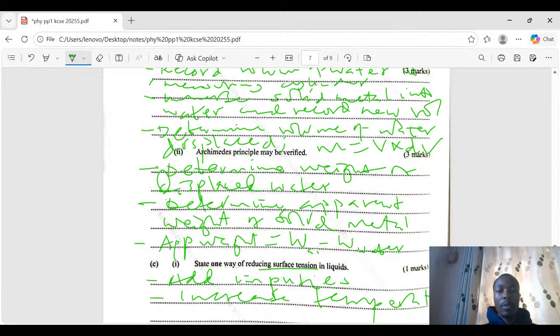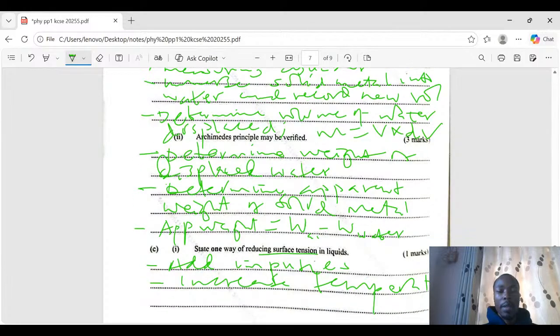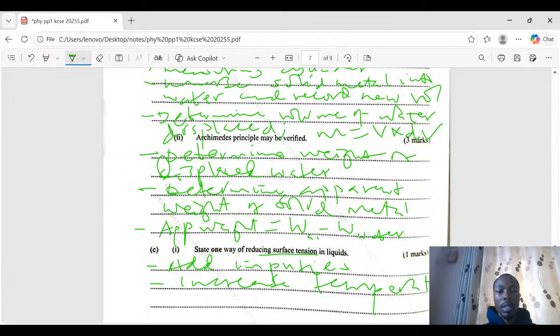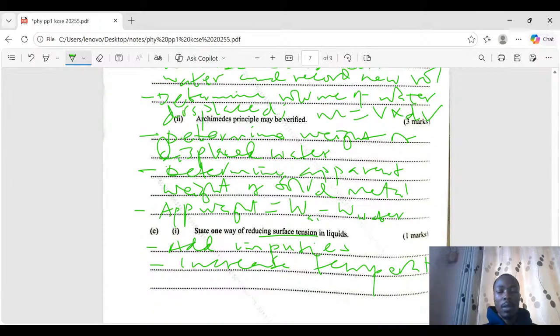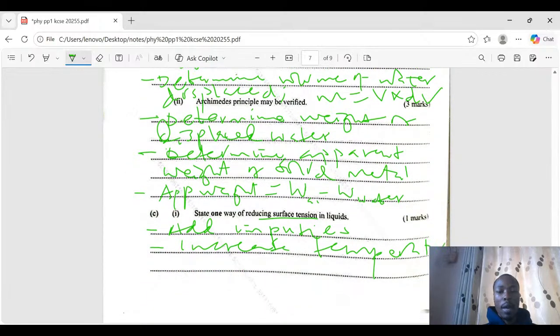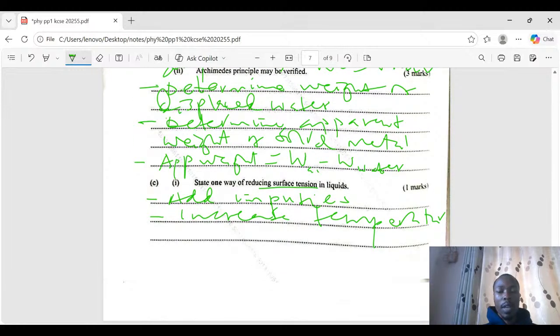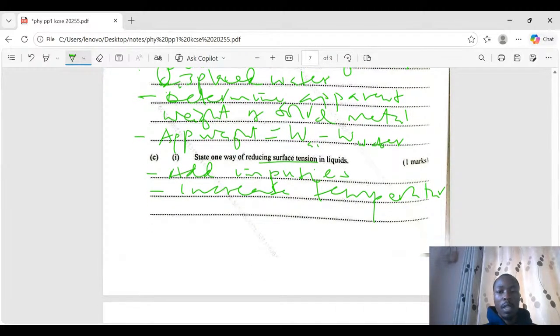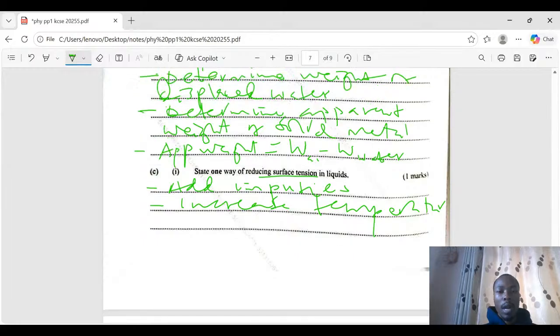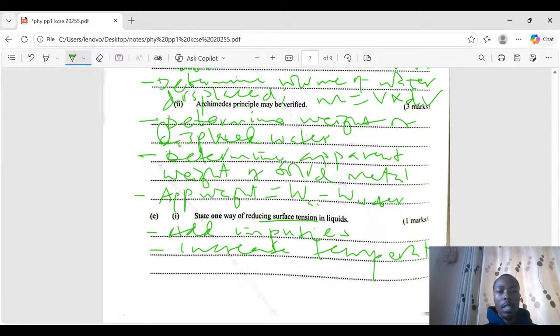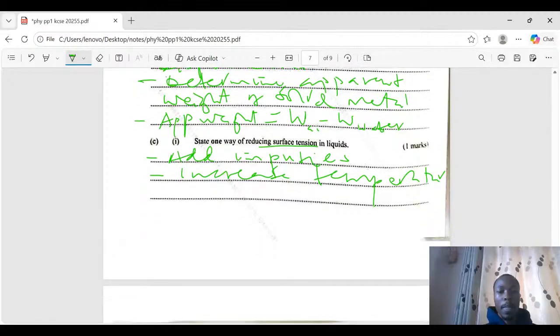Archimedes principle, how do we verify Archimedes principle here? The first thing is determine the weight of displaced water, then determine the apparent weight of the solid metal. Then how do you find the apparent weight? You take the weight in air, then you subtract the weight in the water. Then that's how you verify that indeed Archimedes principle is verified.